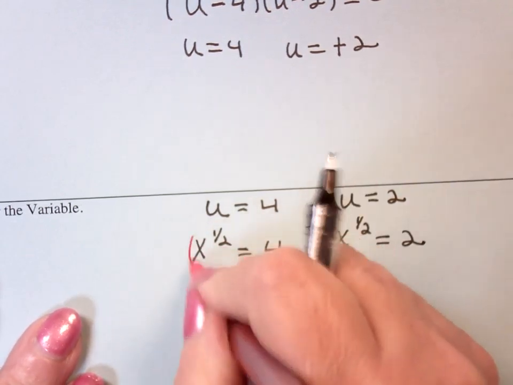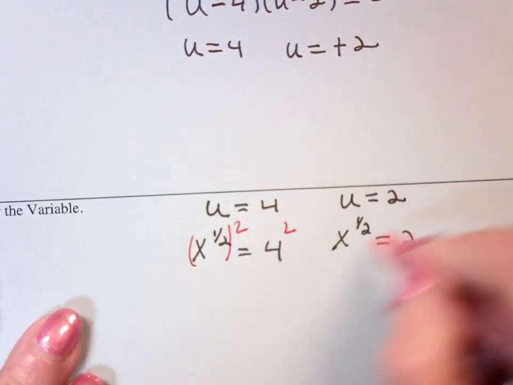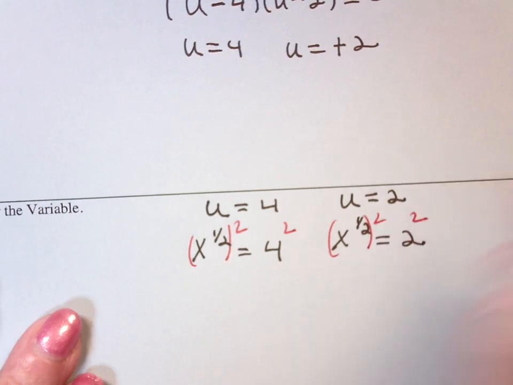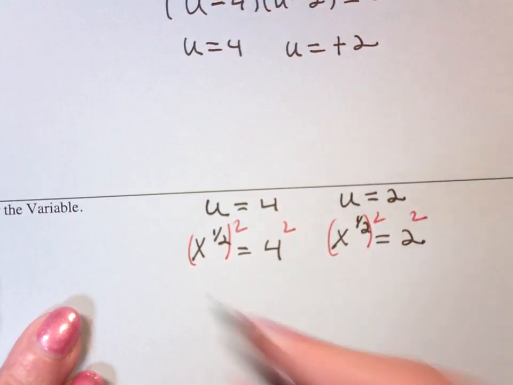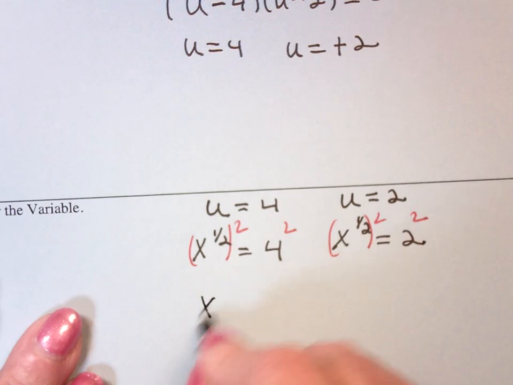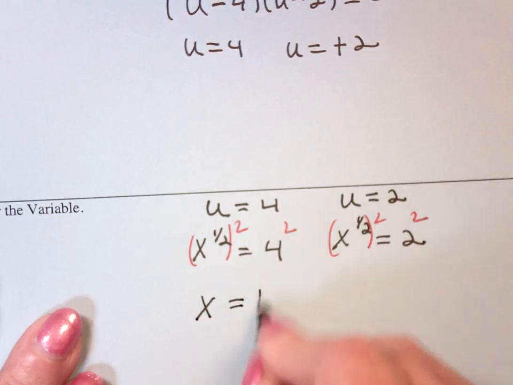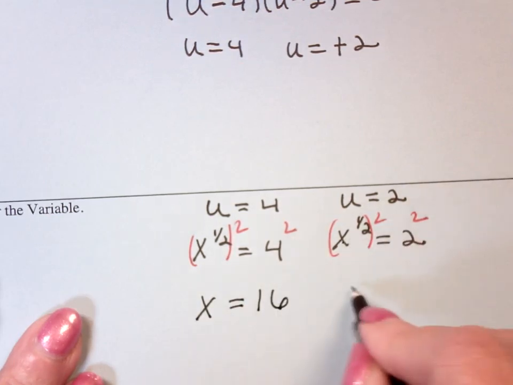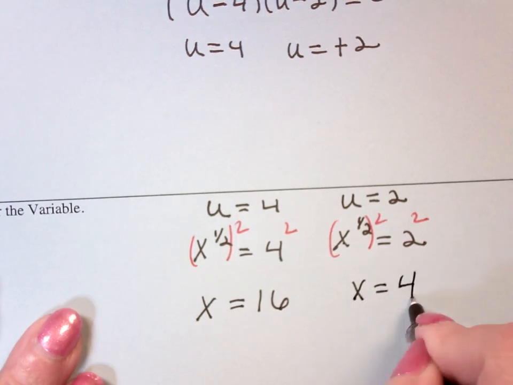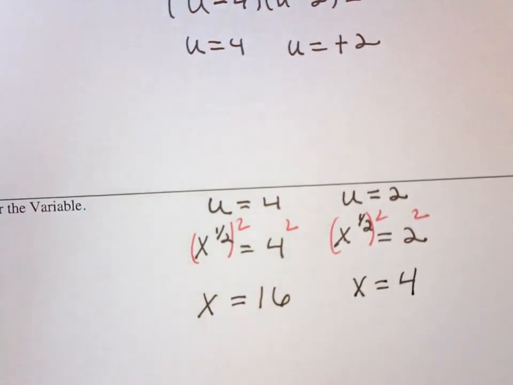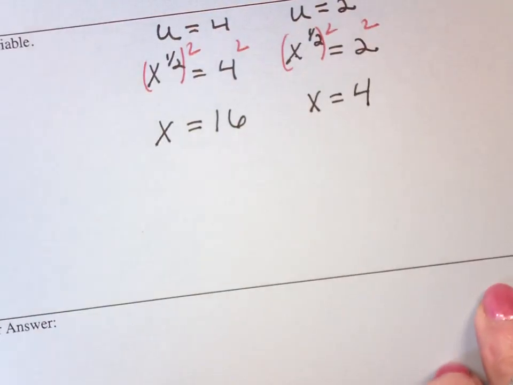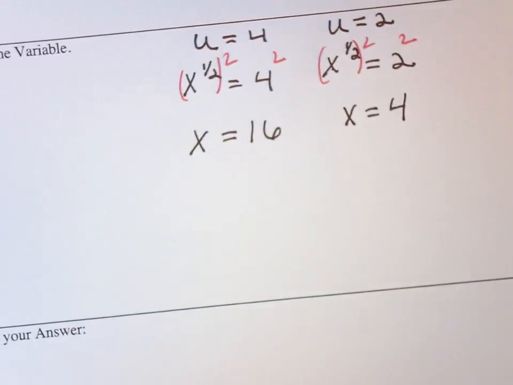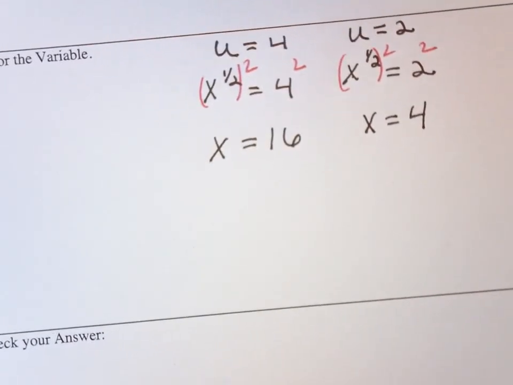Square both sides. So x to the 1/2 squared is just x, and this is 16. x to the 1/2 squared again is just x. This is 4. I have x is 16 and x is 4. Now I need to make sure that indeed, if that is the case, I'm going to check my answer.